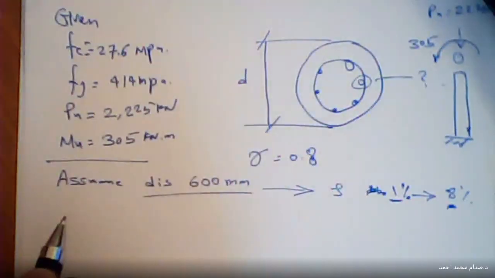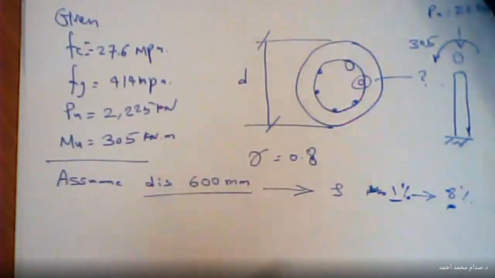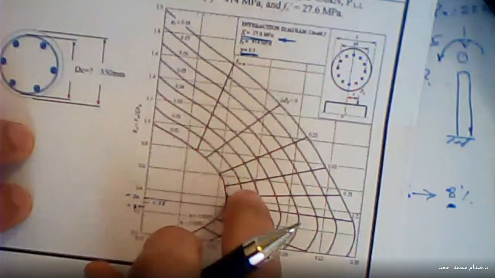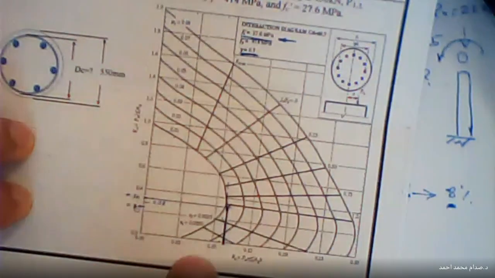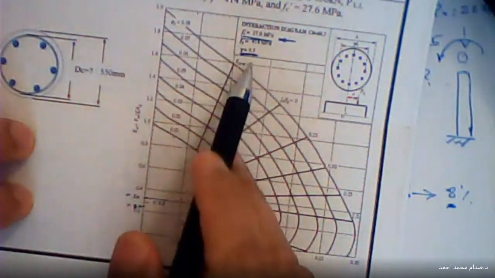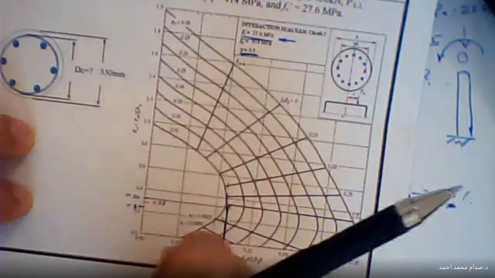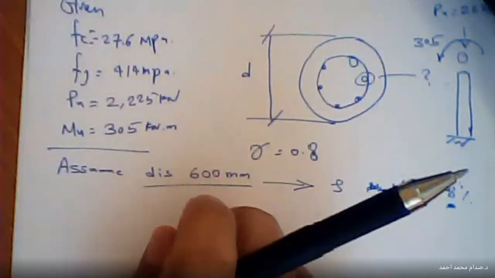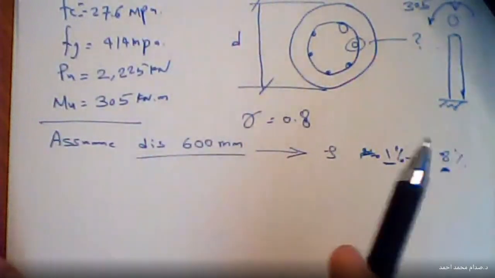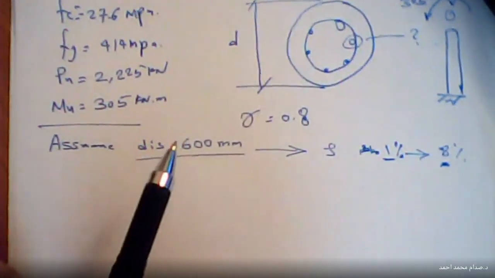Okay. Just a question about the gamma. It's randomly selected, 0.8. If in the exam I give you an interaction diagram, you must use that one. For example, here I put 0.7. You must use 0.7. You should not ask me for another interaction diagram. So the thing is how you are going to select this interaction diagram to suit your requirements.